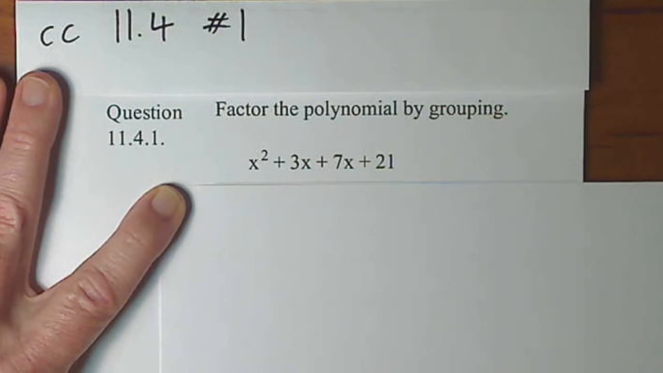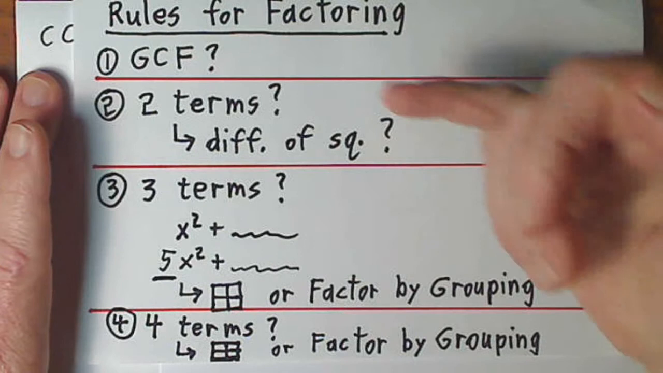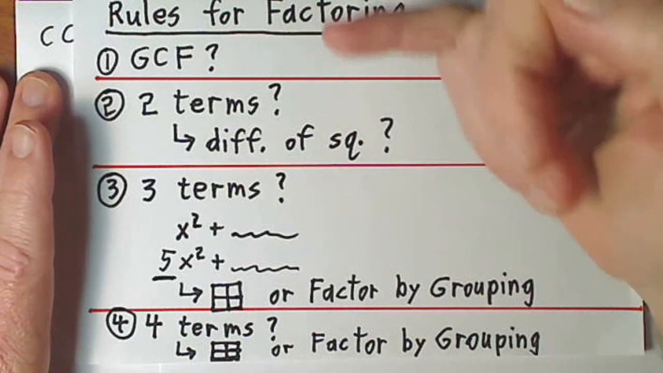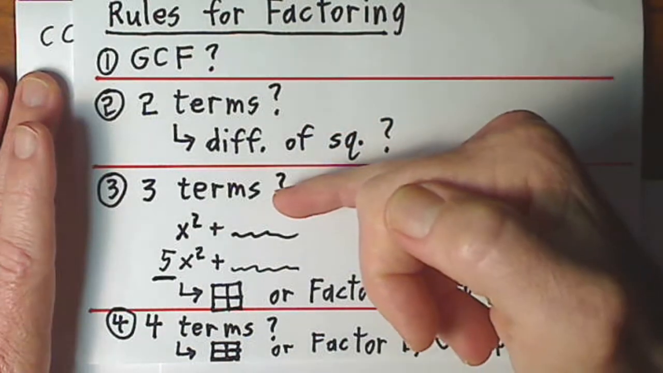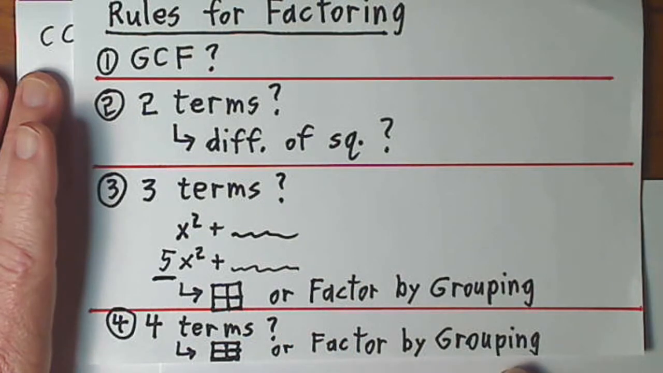Alright, to factor this polynomial, they've asked us to use factor by grouping. Even if they didn't say that, I have a little bit of a roadmap that I tend to follow. And first I look to see if there's a GCF, get it out of there. Are there 2 terms? Are there 3 terms? In this case we have 4 terms, so you can use factor by grouping.